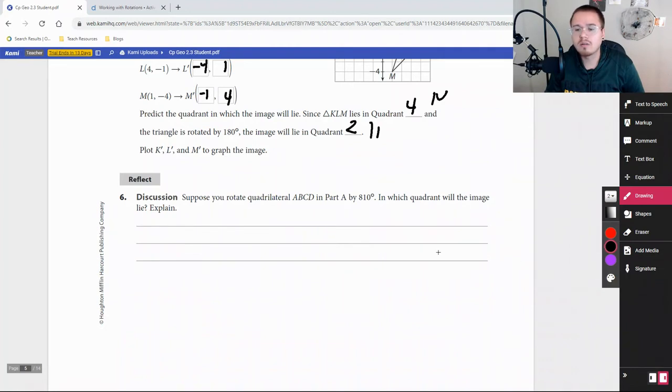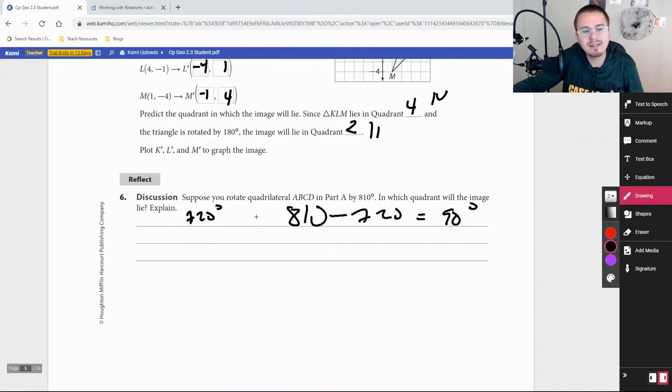So you can predict it because a 360 is a full rotation. 360 is a full rotation. So two 360s is going to add up to 720. So I'm thinking out loud here. 720 degrees. So I can go 810 minus 720, which is going to be 90 degrees. So really, I'm only rotating 90 degrees.